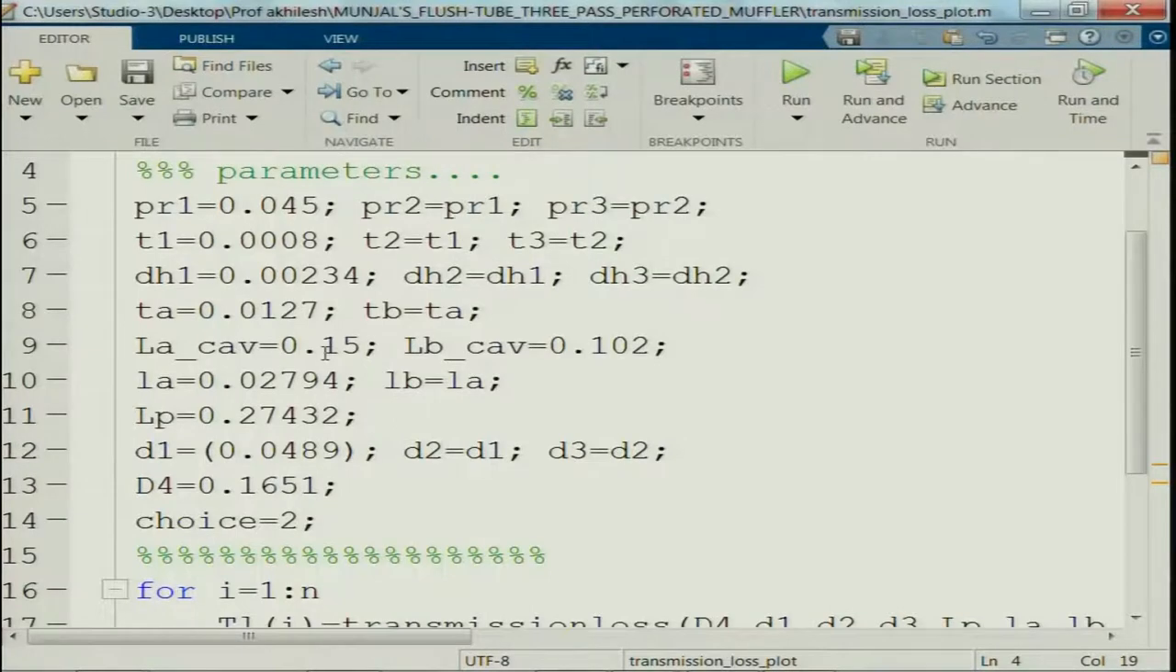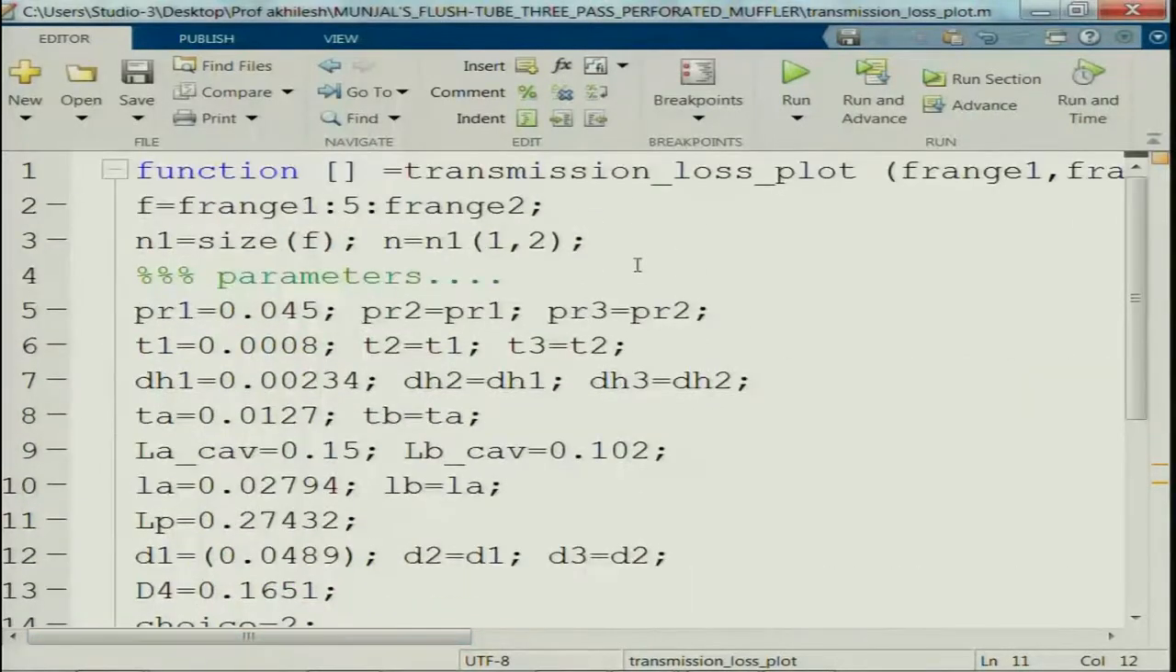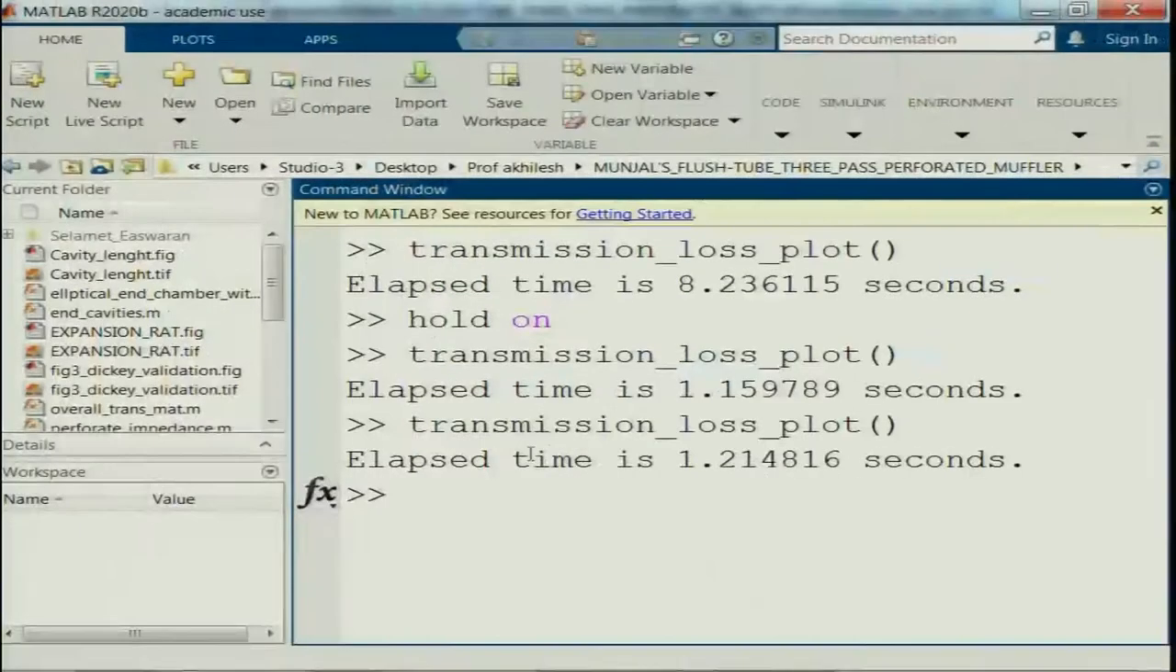That is basically the end chambers at the left and the right, given by these lengths. And this is the length of the common perforated section, my mistake. And LA and LB, I have to see what it is. Diameters of the duct, diameter of the shell. So, I am doing choice 2. It might be because of some changes I would have made to the code. It has been some time since I used this code.